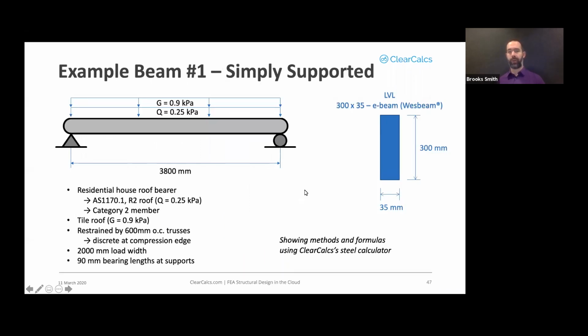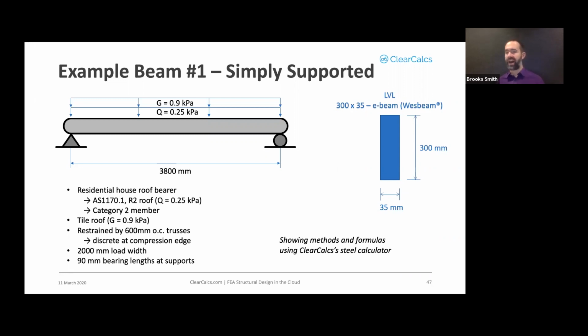So our simple example here is going to be for a simply supported beam. I'm going to assume that this is a roof bearer in a residential house. So that means it's an R2 roof according to AS1720.1 for a residential house, which means imposed load is 0.25 kPa. Because it's a roof bearer, then we're going to assume that it's a primary structural member, and that makes it a category 2 member.